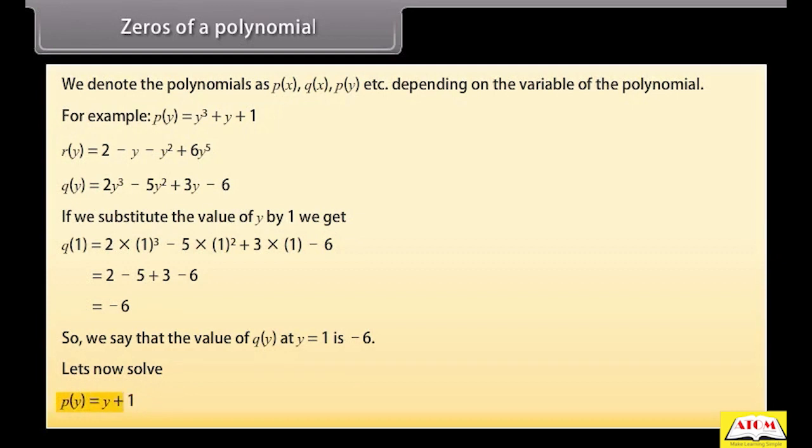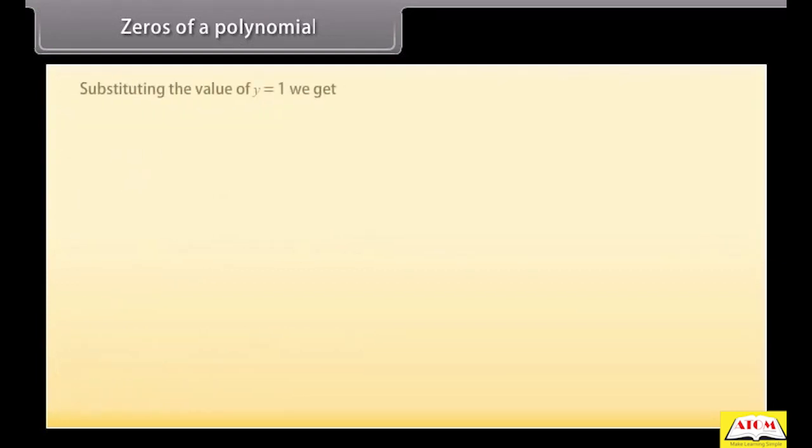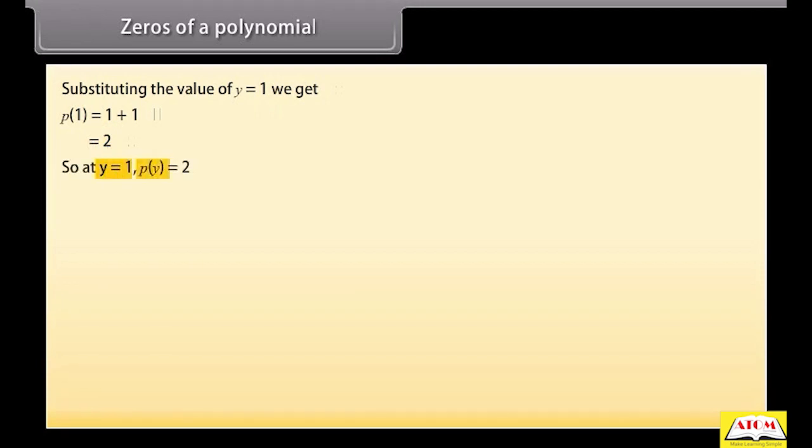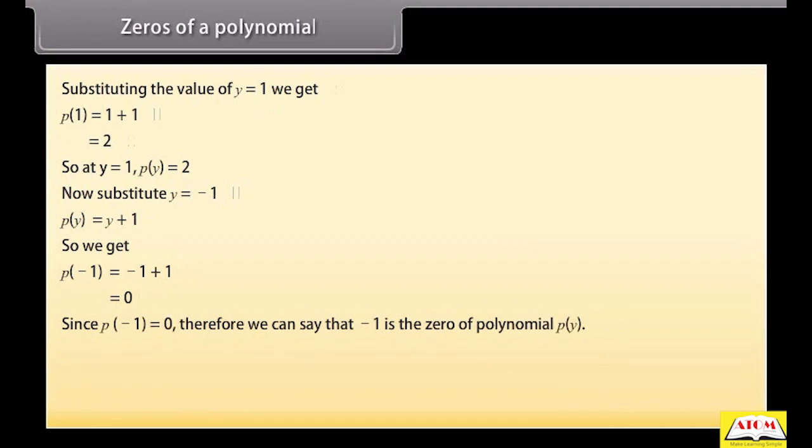Let's now solve p(y) is equal to y plus 1. By substituting the value of y equal to 1, we get p(1) equals 1 plus 1, which is 2. So at y equal to 1, p(y) is equal to 2. Now substitute y equal to minus 1, we get p(minus 1) is equal to minus 1 plus 1, which is equal to 0. Since p(minus 1) is equal to 0, therefore we can say that minus 1 is the zero of polynomial p(y). Zeros of the polynomial are also known as roots of the polynomial.